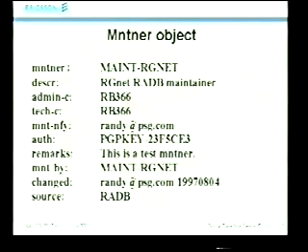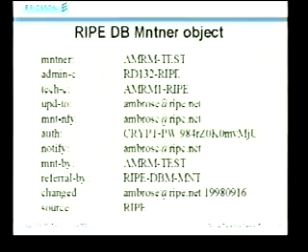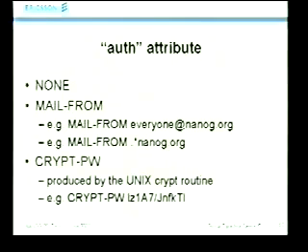The first is none, which means no authentication check is done whatsoever. I would not encourage you to use authentication method none. Stronger message: okay, don't do it. Don't use that. The next one is mail from.